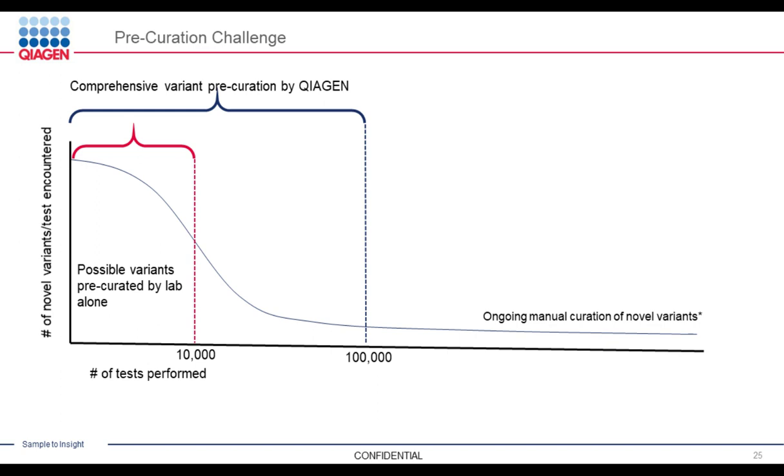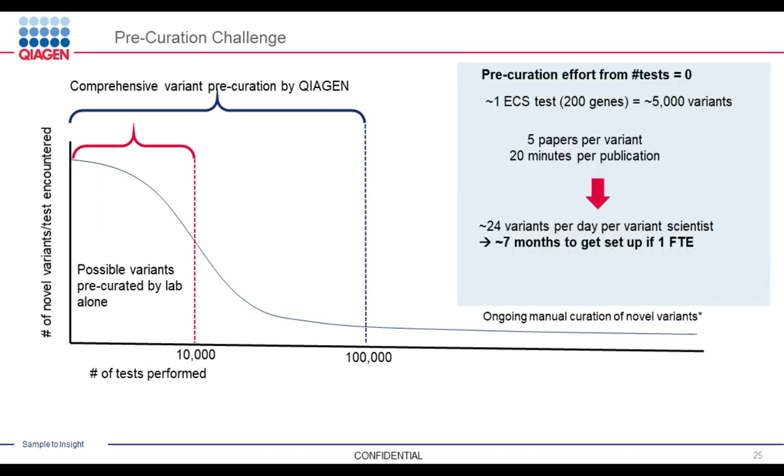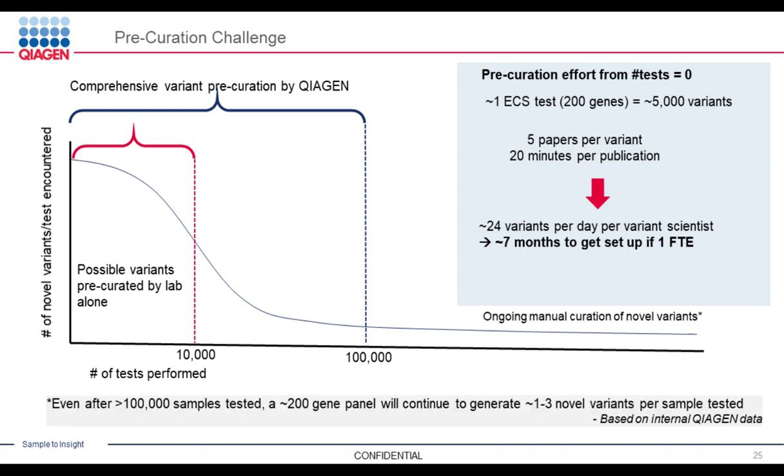That's one thing. The other thing is to do that pre-curation can take a long time. And if you were to look at a gene panel, a panel of around 200 genes, it could take around 7 months to do that curation. Now, if you partner with QIAGEN to do the pre-curation, we can curate much more variants, including variants that are not found in the public domain, and give you virtually the experience that you would have after seeing 100,000 variants. And even after 100,000 variants, you never get to a point of zero novel variants.